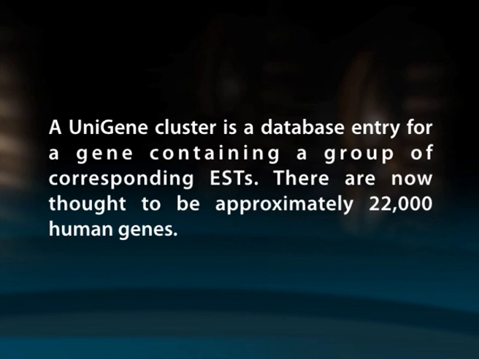There are now thought to be approximately 22,000 human genes. One might expect an equal number of UniGene clusters. However, in practice there are more UniGene clusters than there are genes. Currently, there are about 120,000 human UniGene clusters.